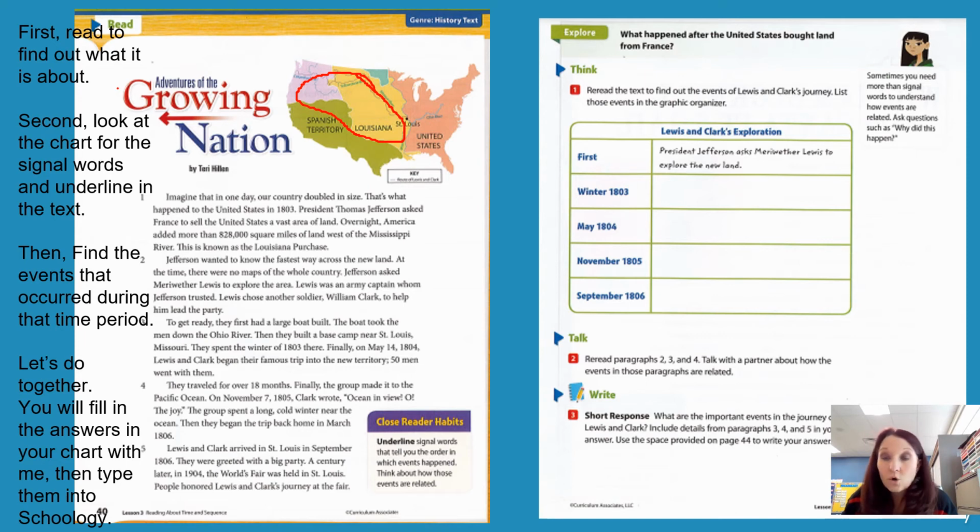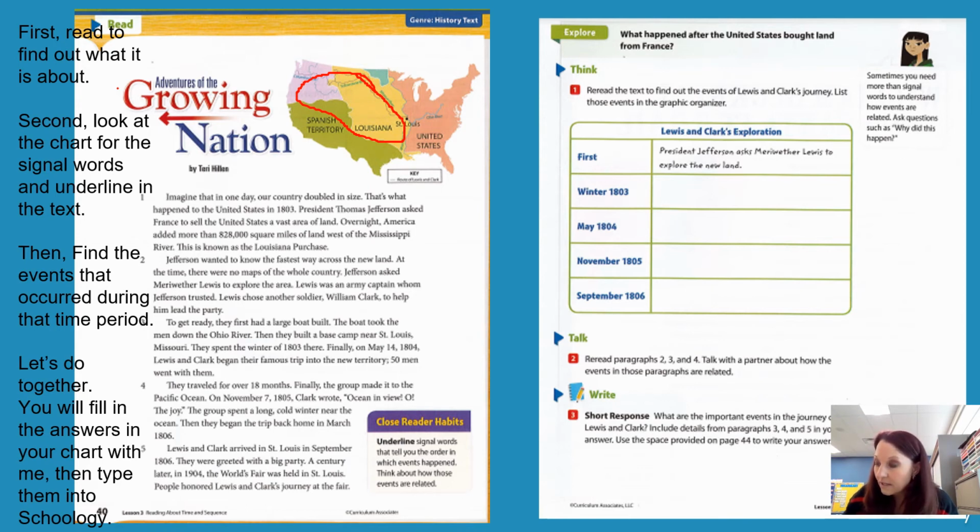They traveled for over 18 months, so that's about a year and a half. Finally, the group made it to the Pacific Ocean. On November 7, 1805, Clark wrote, "Ocean in view, oh joy!" The group spent a long cold winter near the ocean. Then they began the trip back home in March 1806.